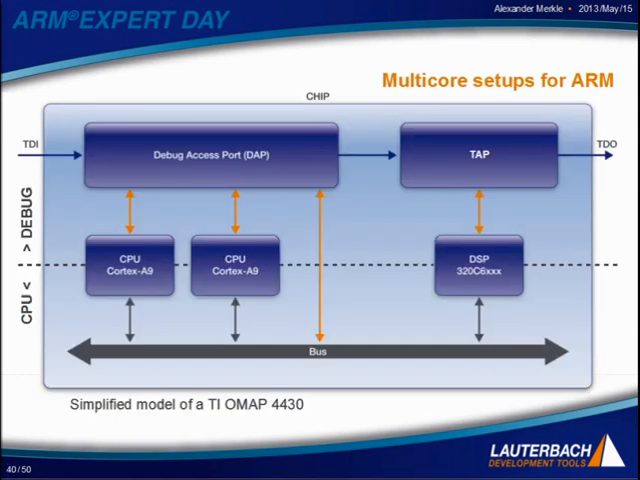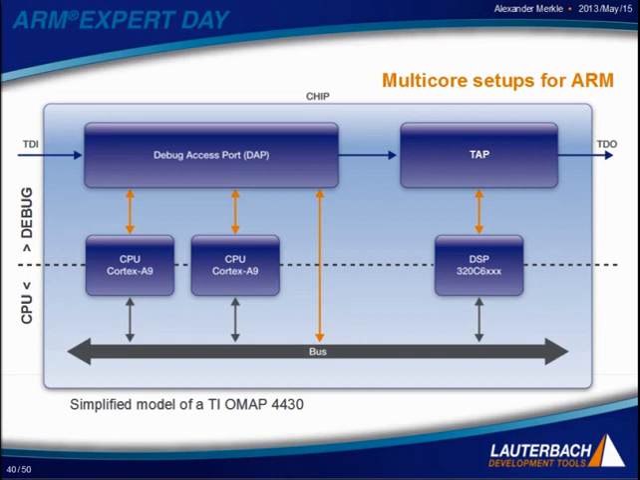A simplified example for a CoreSight featured core is, for example, a TI OMAP 4430. This is a very much simplified model. The CPU is much bigger. In this single chip, I have two Cortex A9 cores and a DSP. So in the lower half of the picture, you see the CPU part. This is the part you see from the software side. You have two Cortex A9 cores connected to a shared bus, and you have got a DSP, which is also connected here to the shared bus.